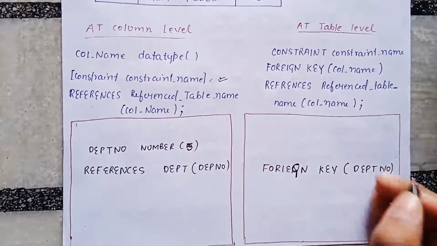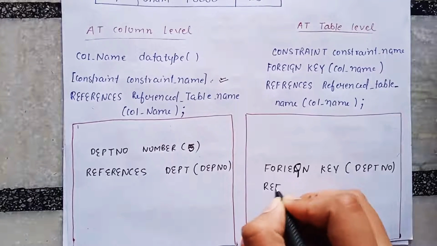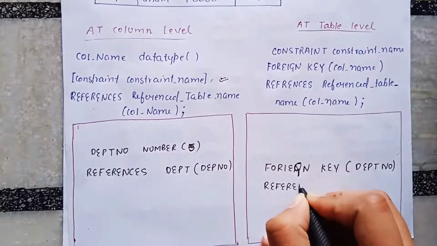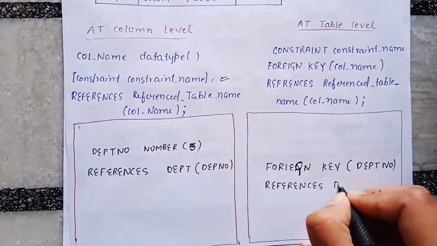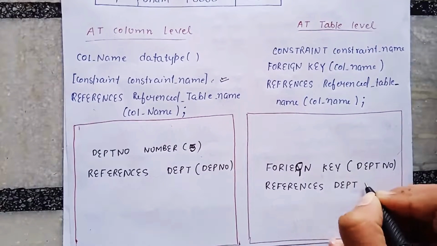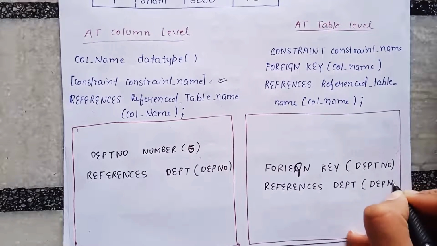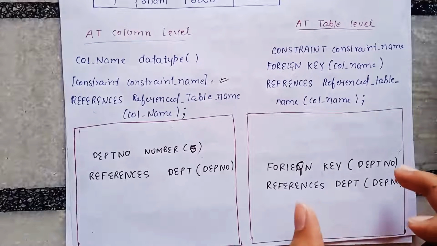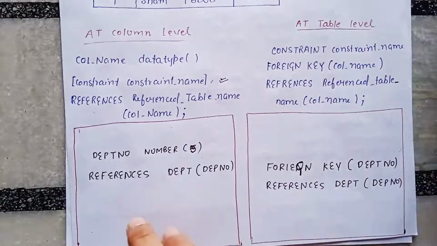After this we will write which table this is going to be referencing, that is REFERENCES. What is the table name to which it is going to be referencing? It is the department table. And what is the column of that department? That is department number. So this is a simple syntax if we try to create a foreign key constraint at table level, and the other one is at the column level.